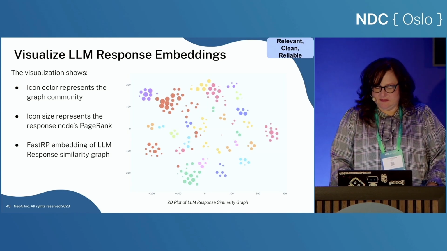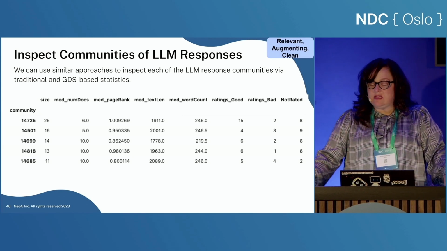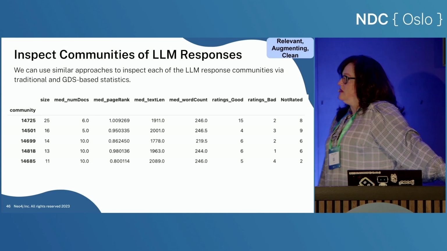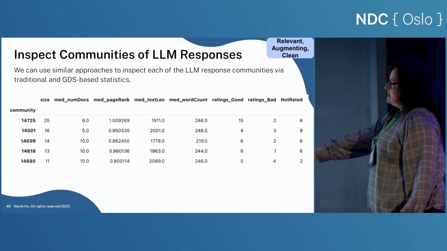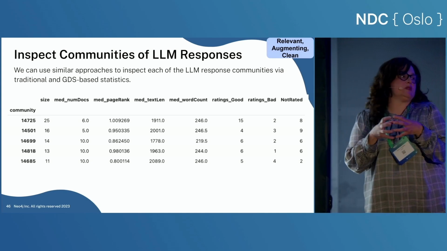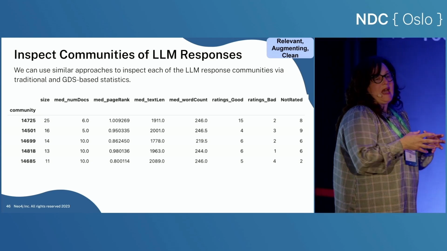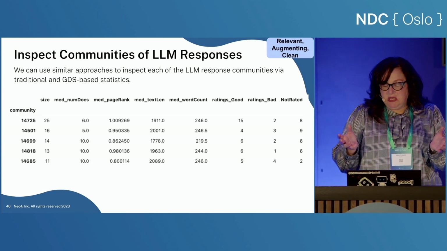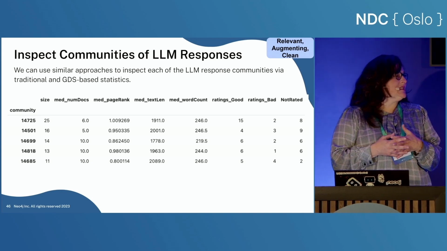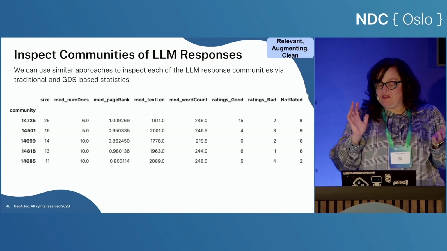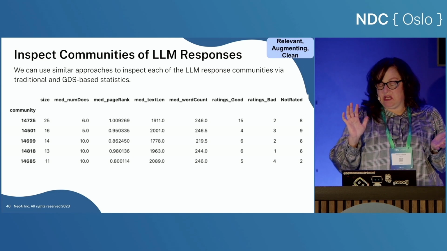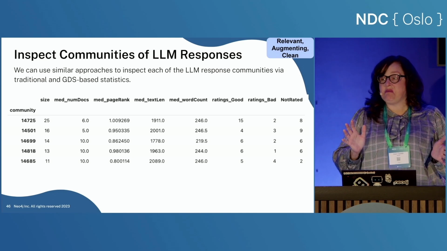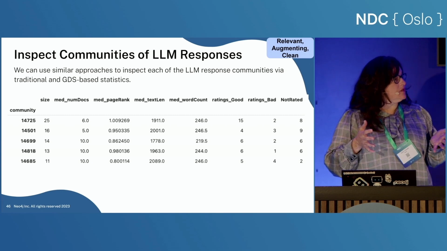All right. So we can look at these communities of responses, and now we can start looking at the ratings, which you'll see all the way on the edge. For this community of responses that we had, were people satisfied with those answers? We can see community 14,725, we've got 15 good ratings and only 2 bad ones. That's not so bad. But when we look at the second row, the bottom row, the numbers are not as good. We're getting kind of mixed answers.